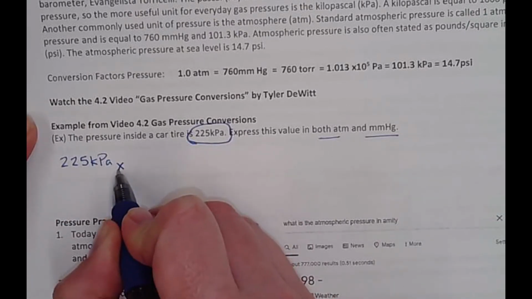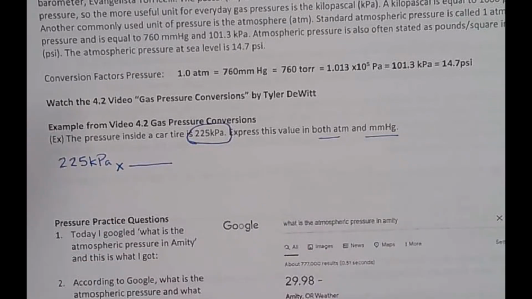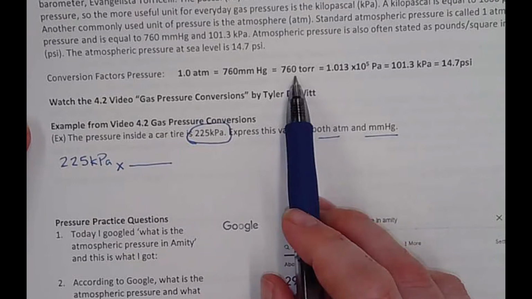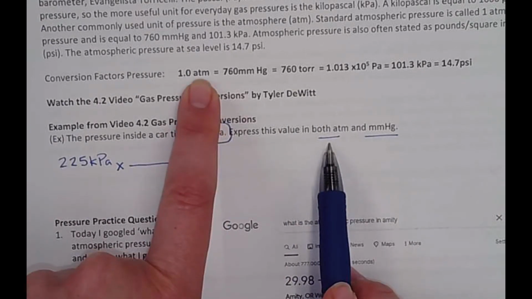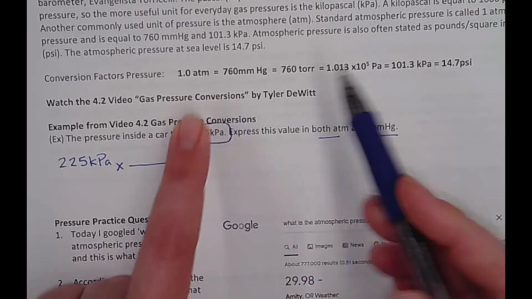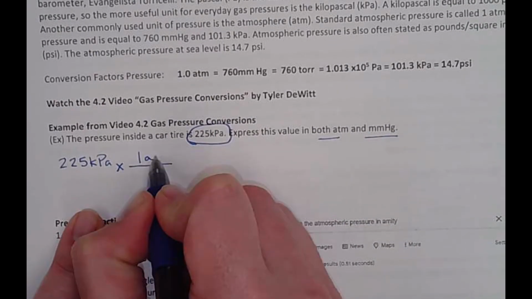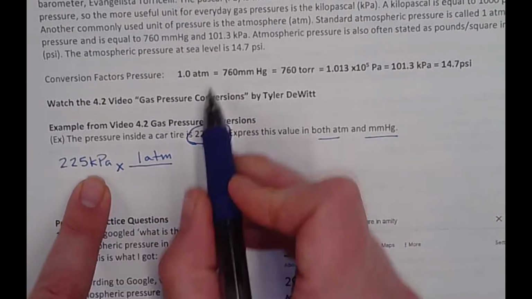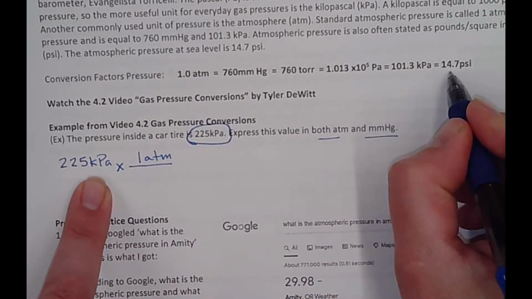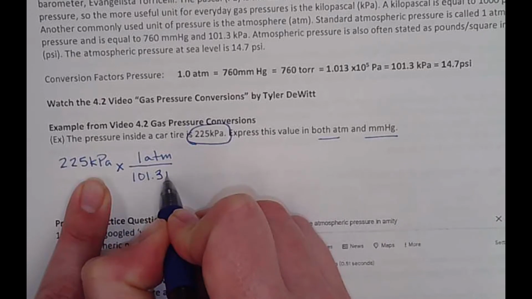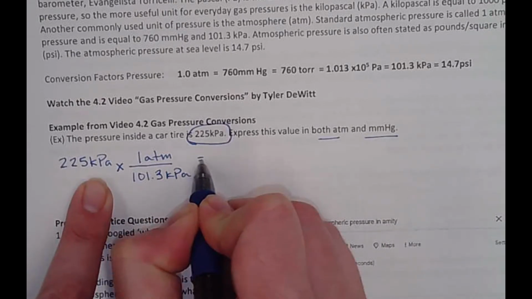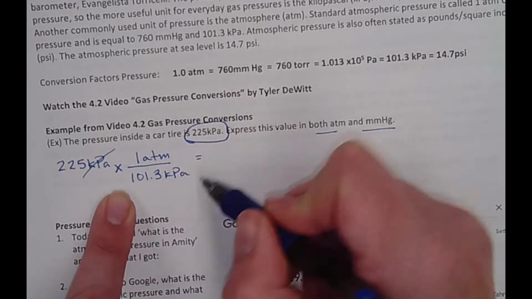So we use the multiply in a line, and this is where our conversion goes. I would need to look up here and say, well, how many kilopascals are in an ATM? Well, that's nice. This is all standardized for one ATM. That's what I'm trying to change to. And I'm trying to get rid of kilopascals, which is here. There are 101.3 kilopascals.